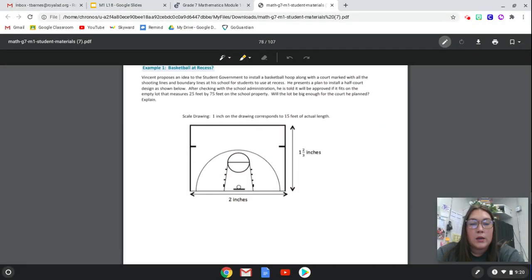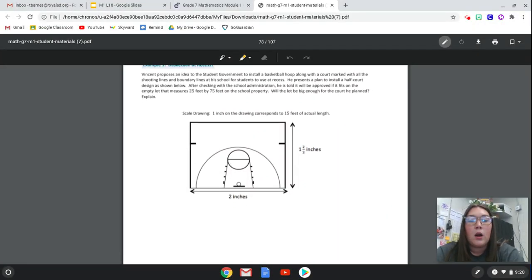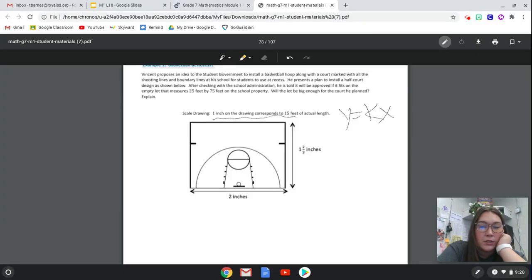So we need to first think about our equation. Think back, what is the equation when you have a constant? Remember that is y equals kx. So we know there is a constant, and it tells us here 1 inch corresponds to 15 feet. Well, that tells me I'm going to need to do a conversion so that I can figure out my constant, because I can't use 1 inch and 15 feet.